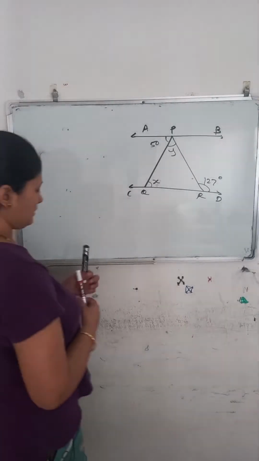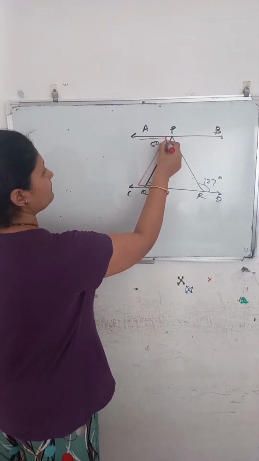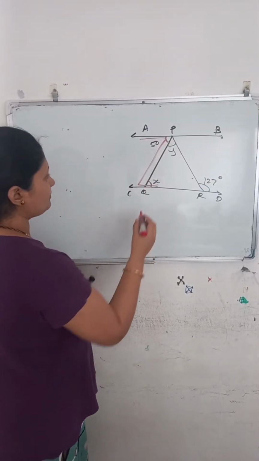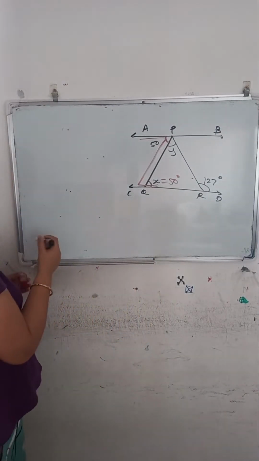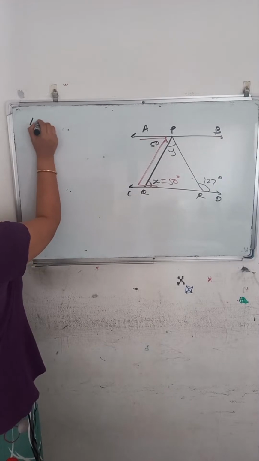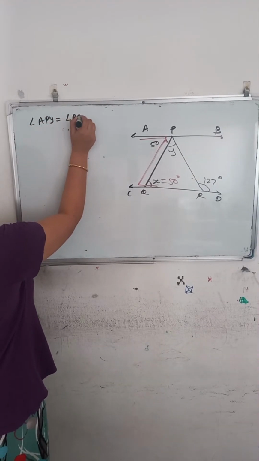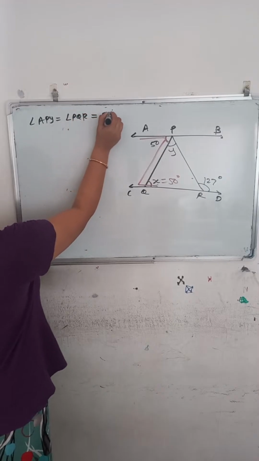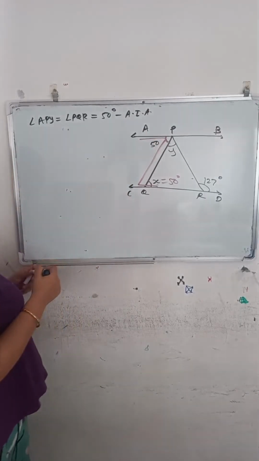This is very easy. Here is the formation of Z. If this is 50, then this is also 50 because they are alternate interior angles. So I can write angle APQ is equal to angle PQR, that is equal to 50 degrees, because alternate interior angles. So I got x here.